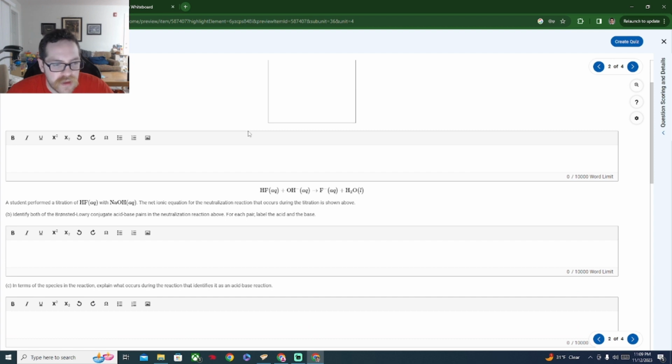So, the student performs a titration with HF and NaOH. The net ionic equation is shown above. Identify the Bronsted-Lowry conjugate acid and base pairs for above. Okay.